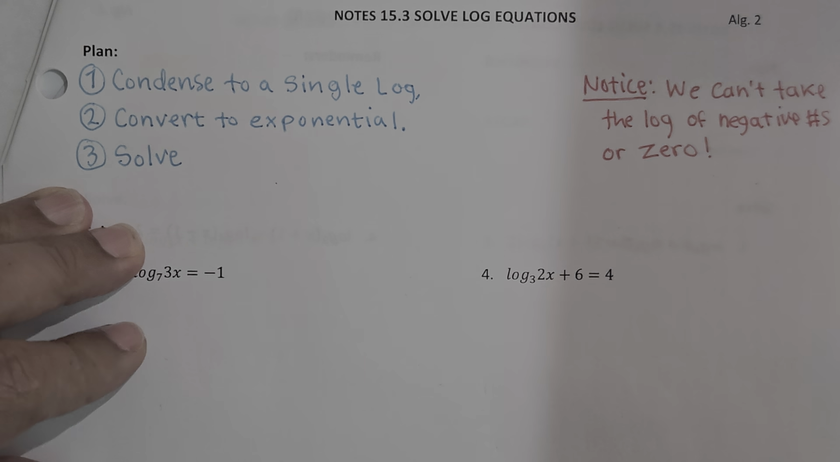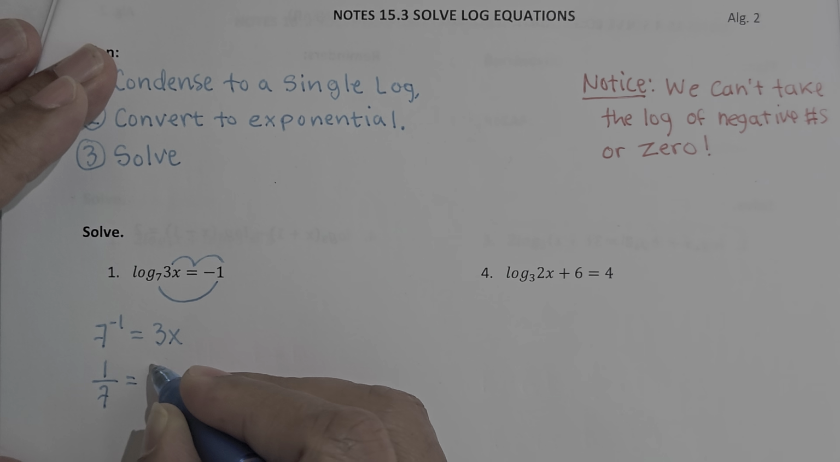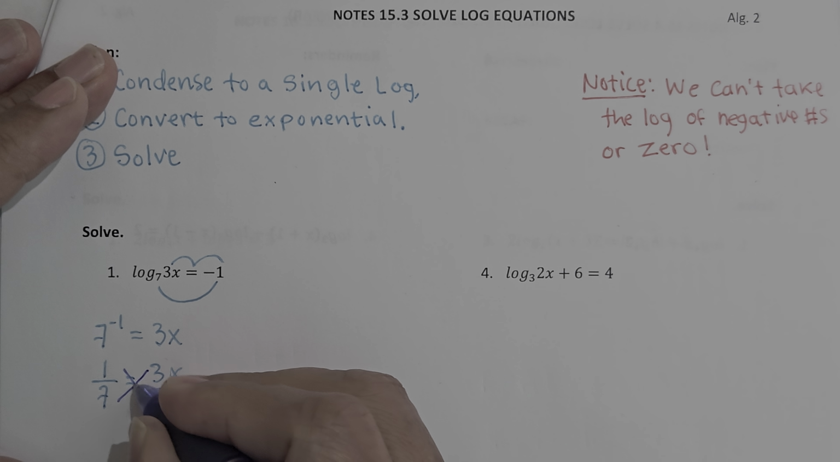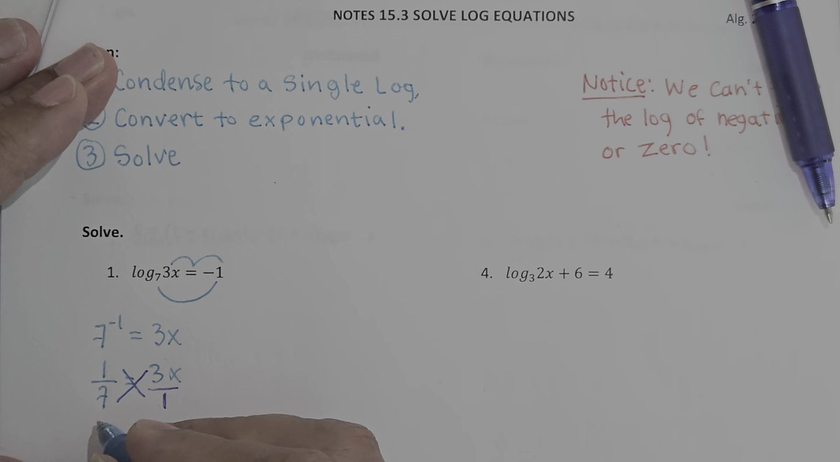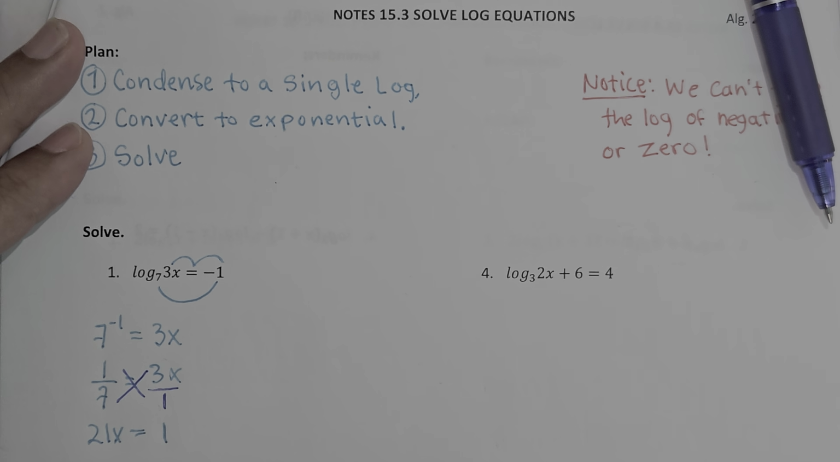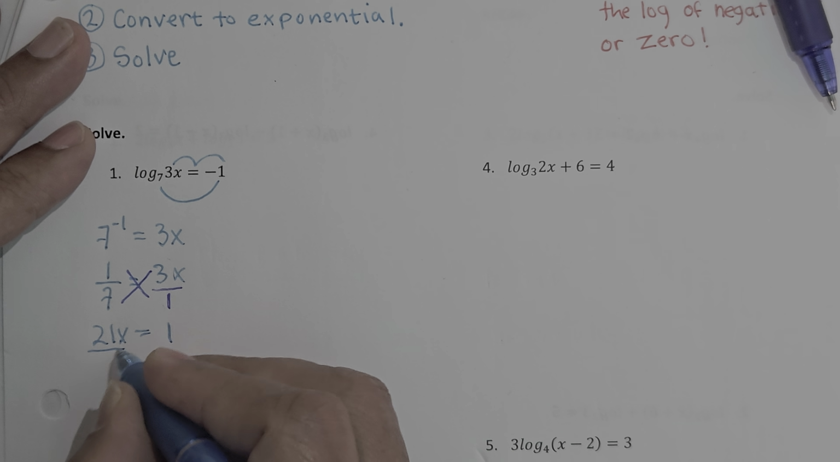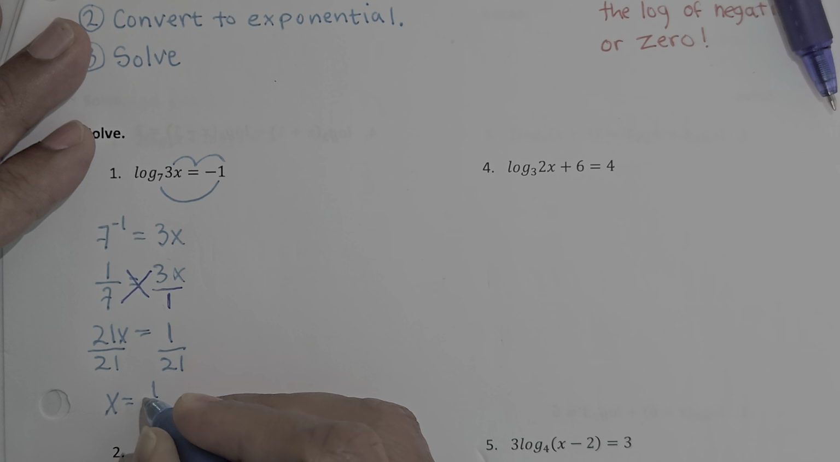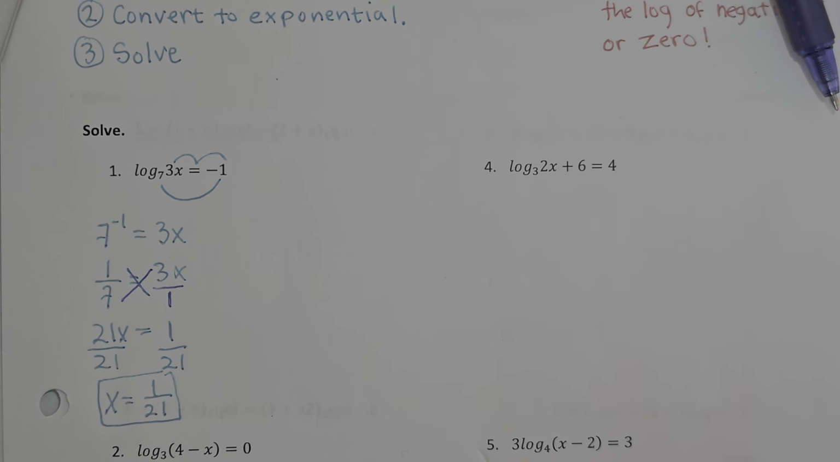Then based on the properties of exponents, I'm going to rewrite this so that the power is positive. So this is the same as 1 over 7, and that is equal to 3x. Then I'm going to write a 1 under that 3x and then cross multiply. Okay, so then 7 times 3x is 21x, and 1 times 1 is 1. So then since I'm solving for x, what I'm going to do next is I'm going to divide by 21. So then the value of x is 1 over 21. And that's all for the first example.